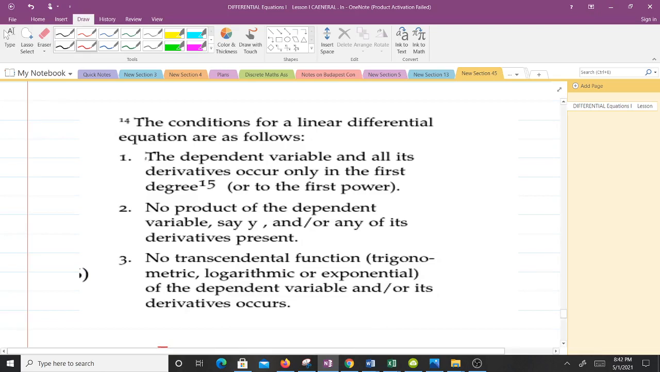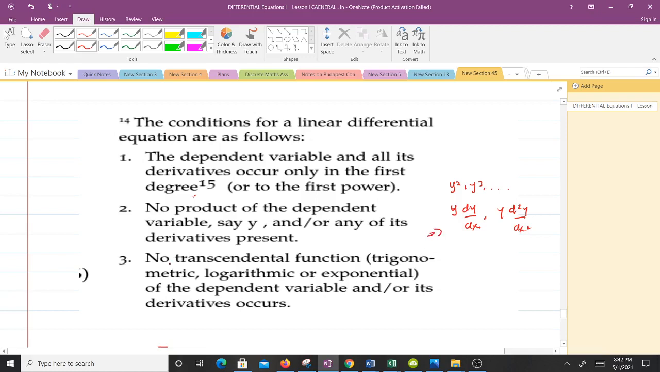So the first condition states that the dependent variable and all its derivatives occur only in the first degree. The second one says that no product of the dependent variable, say y, and or any of its derivatives should be present. So if y is the dependent variable, we shouldn't have anything like y squared, y cubed. We shouldn't have anything like y times dy/dx, maybe y times d squared y/dx squared. Things of that form. So that's for the second one.